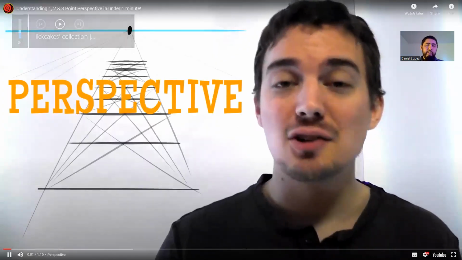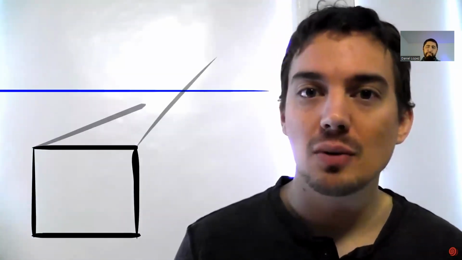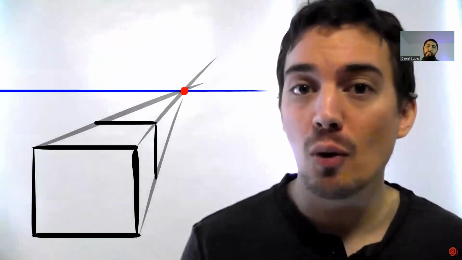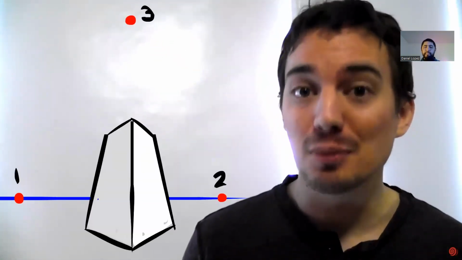Here's some tips on basic understanding of perspective. Perspective is all about depth, and you get this with two main things: the horizon line and vanishing points. The horizon line is basically your eye level, and all lines showing depth converge to a point or points on that line. These points are called vanishing points, and they describe what 1-point, 2-point, and 3-point perspective are.